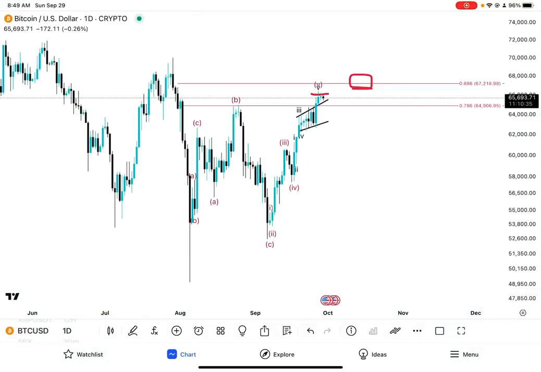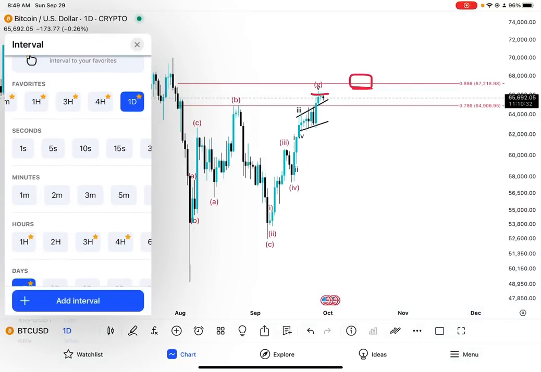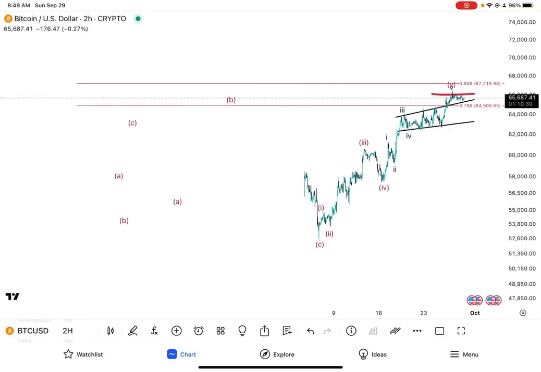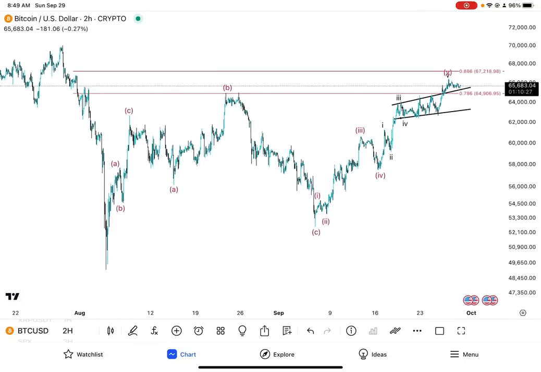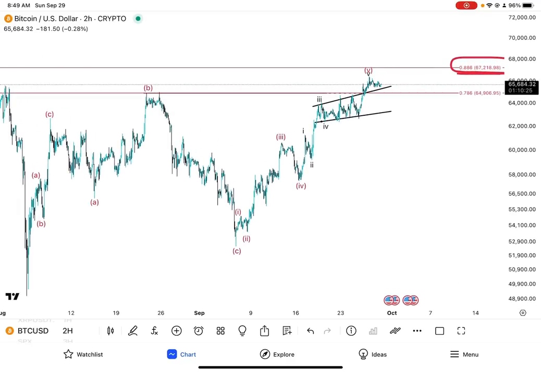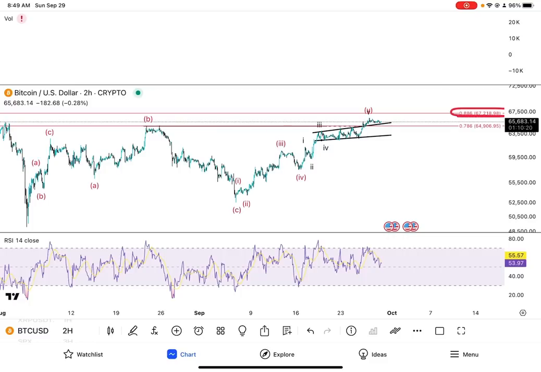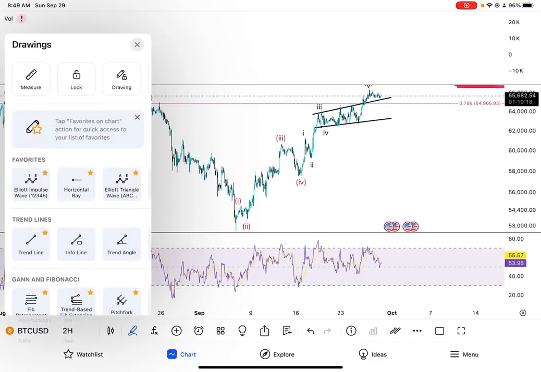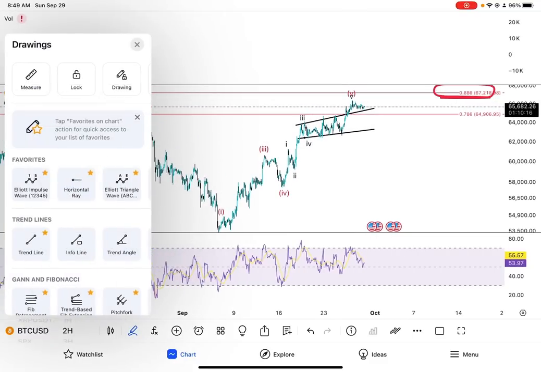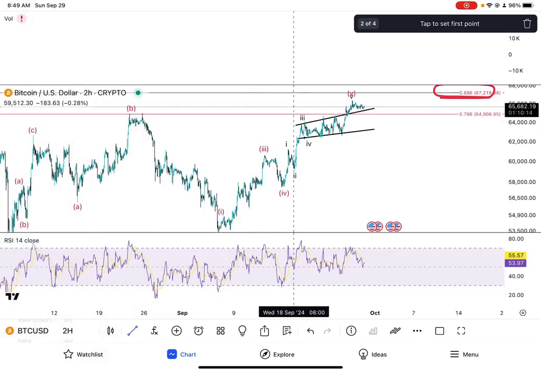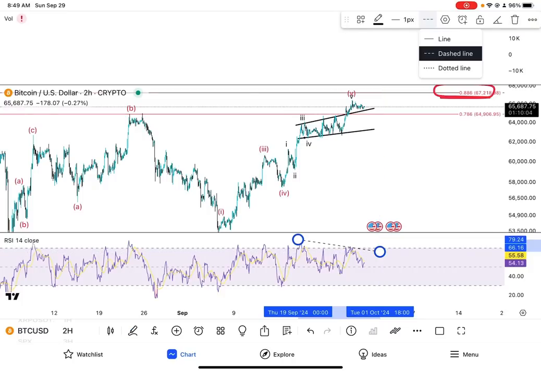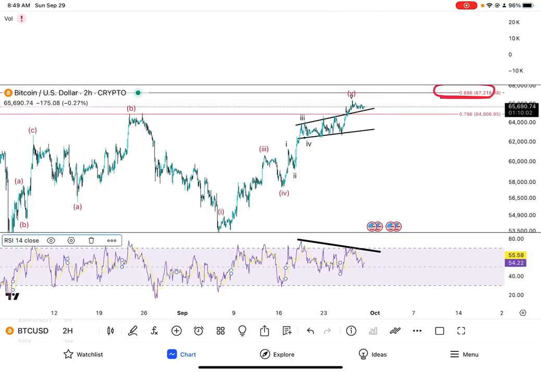Okay, let's drop down here to the 2-hour time frame. And we can also take a look here at the RSI. So this is the RSI over here. And you see how we're continuing to slowly grind up here, continuing to make higher highs, consecutive higher highs. But we have negative divergence. You guys see that? Okay, this is the 2-hour time frame.